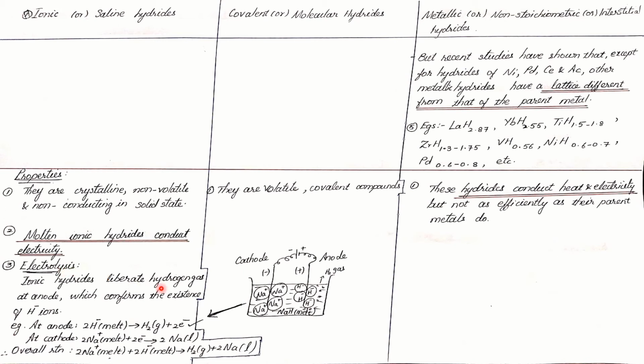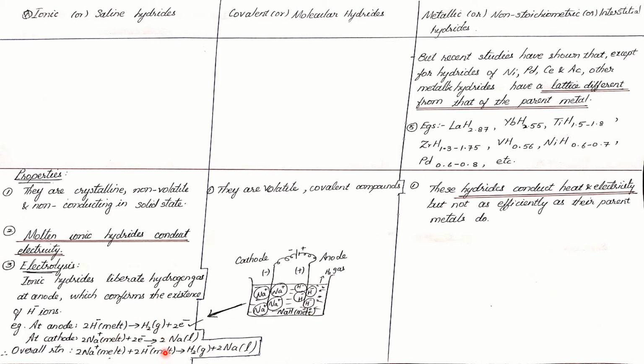When electricity is passed through molten sodium hydride, hydrogen gas would be liberated at the anode. The positively charged sodium ions would migrate to the surface of the negatively charged electrode, which is the cathode, and get discharged. And the negatively charged hydride ions would migrate to the surface of the positively charged anode, and get discharged, which in turn gets liberated as hydrogen gas. This confirms the existence of hydride ions, H minus ions. The corresponding reactions are shown here.